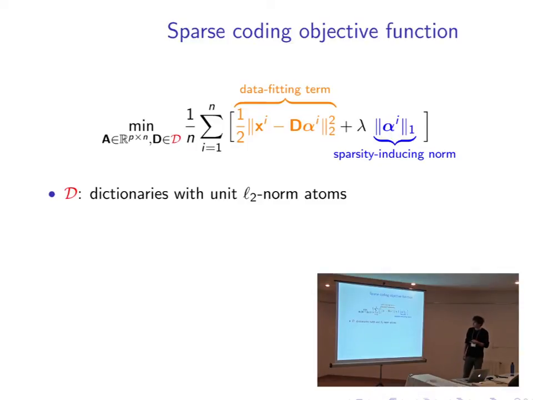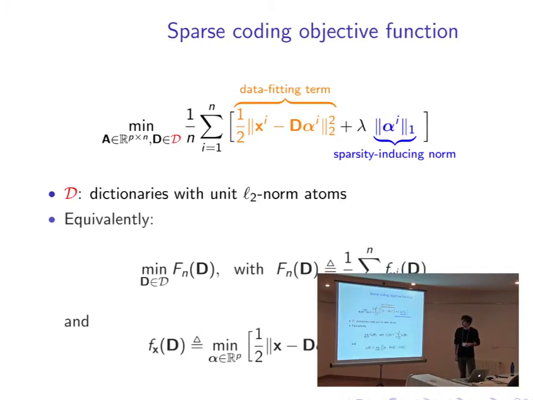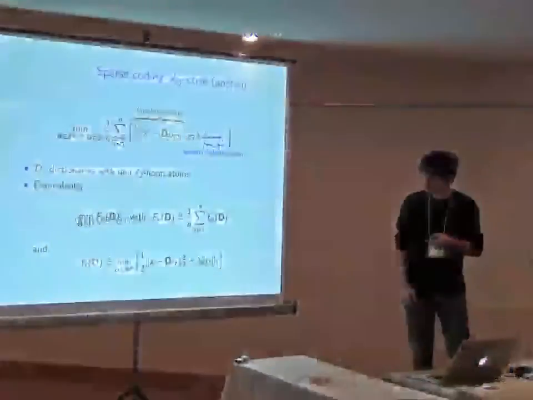We can equivalently rewrite this formulation as the optimization over a function of D only, which I denote by f of n. Basically, f of n is obtained by minimizing out the decomposition A, and it is defined as the average over the functions f of x, which are the sparse coding functions for a single signal.